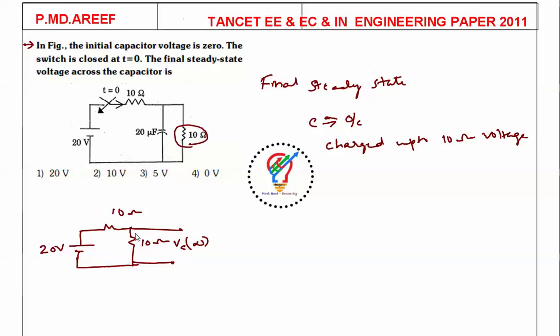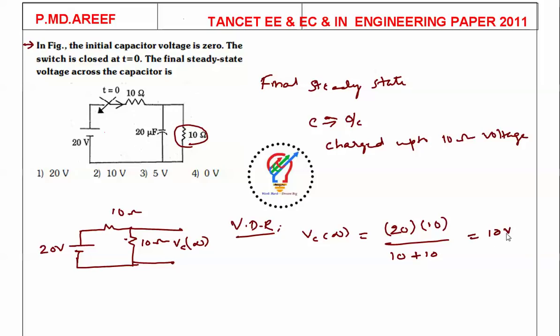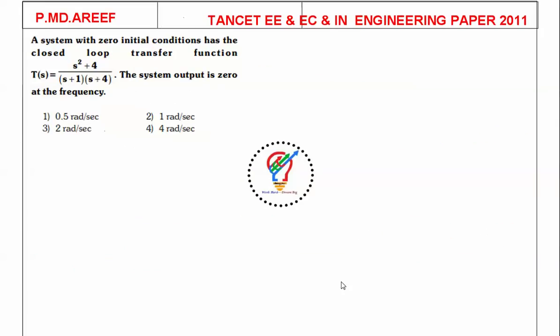The voltage across the 10 ohm resistance you can find using the voltage division rule. So VC of infinity is equal to the total voltage Vs into the resistance at the output divided by the total resistance, which is 10 plus 10, 20. So it will be equal to 10 volts. The answer for this question is 10 volts. We'll move to the next question.